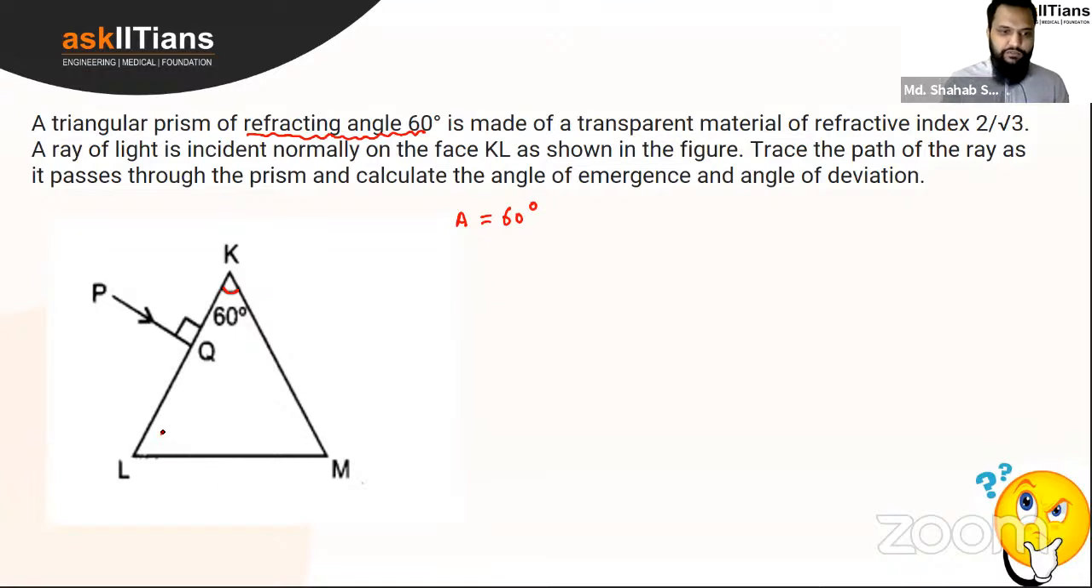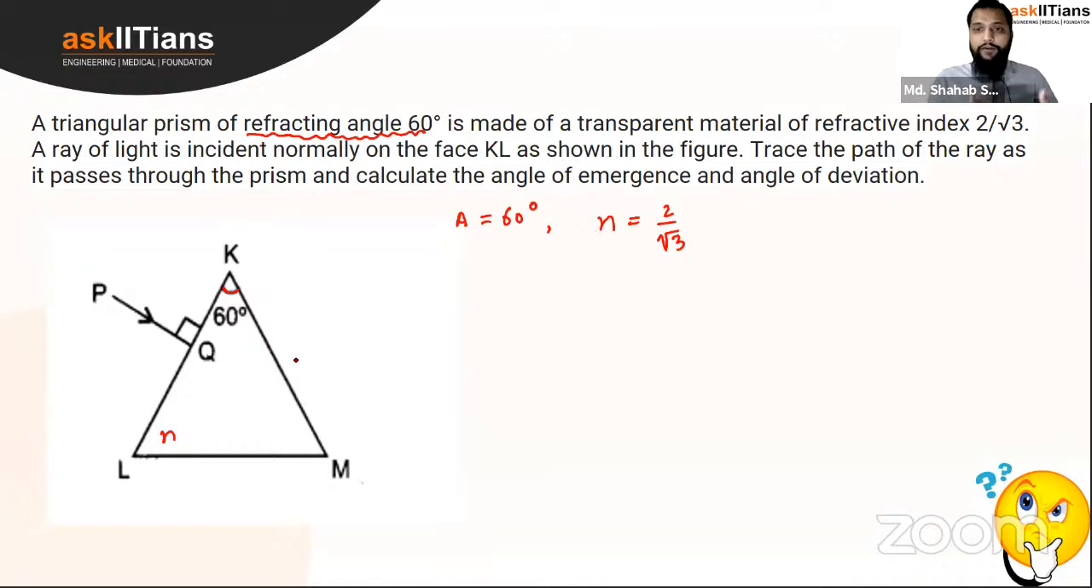That means n, the refractive index of the prism, is given as 2 by root 3. A ray of light is incident normally on the face. You can see here, guys, it is incident normally on this face KL, as shown in the figure. Trace the path of the ray as it passes through the prism.